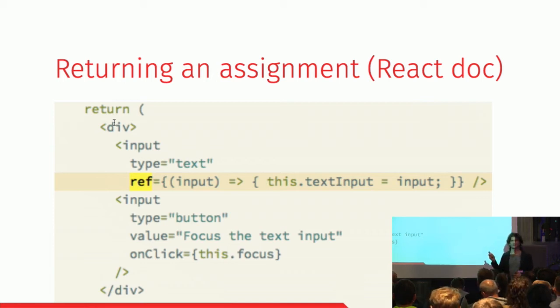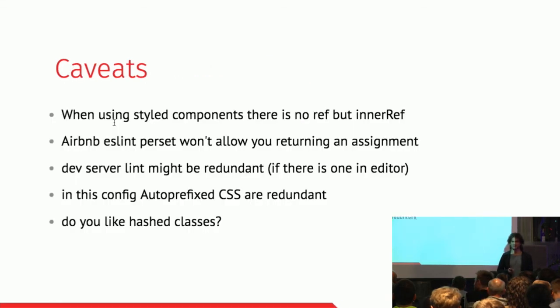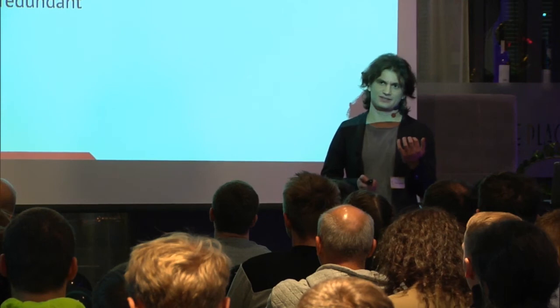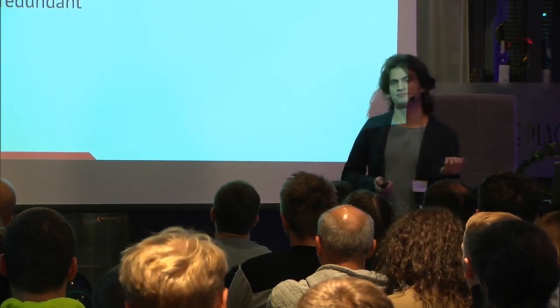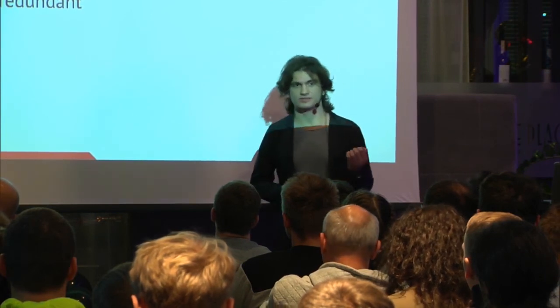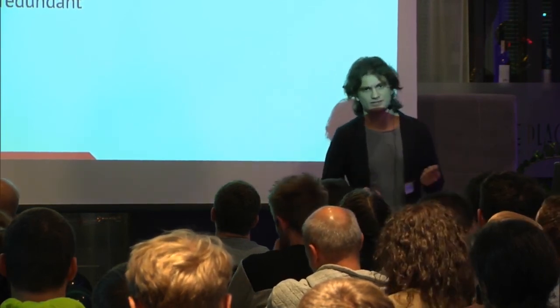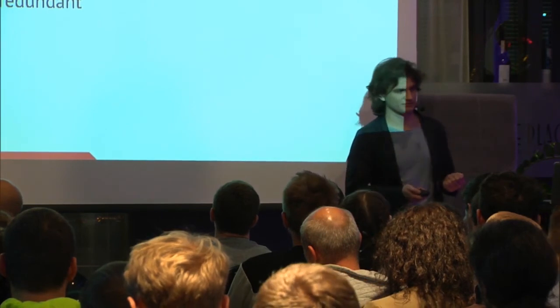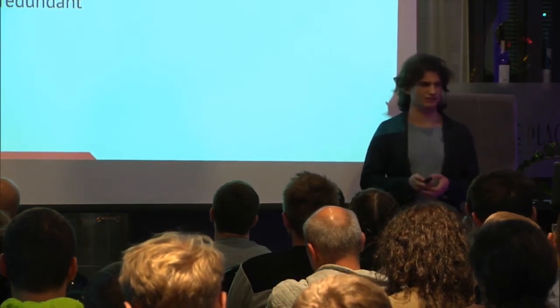This function just returns an assignment, and that's something wrong according to Airbnb preset assumptions. The dev server that we have in Create React App can be redundant with another tool that we use in the editor. So, for example, if you use Visual Studio Code, it's not going to do you any help. So maybe it's better to just remove it.